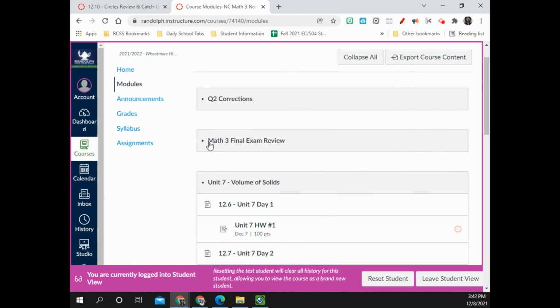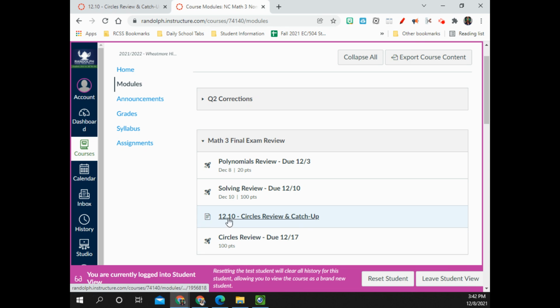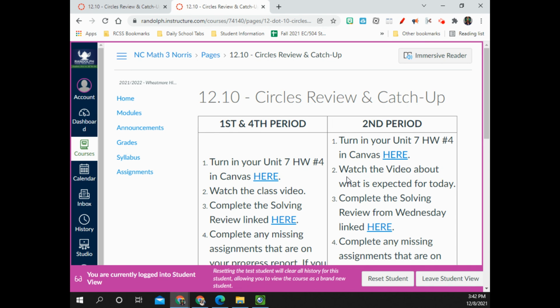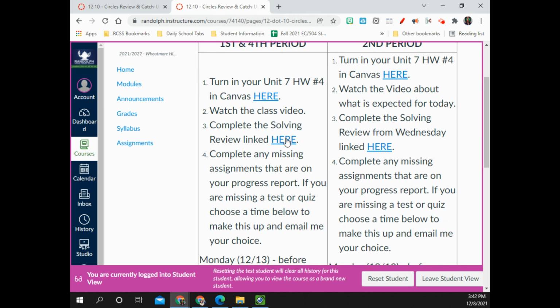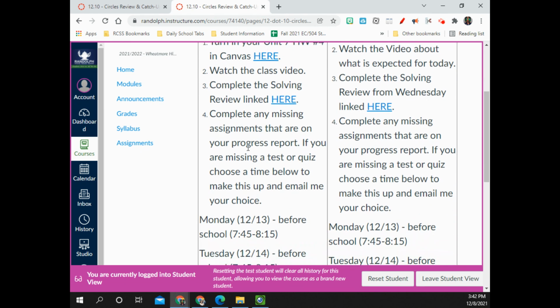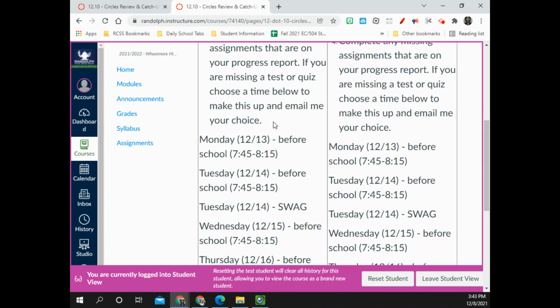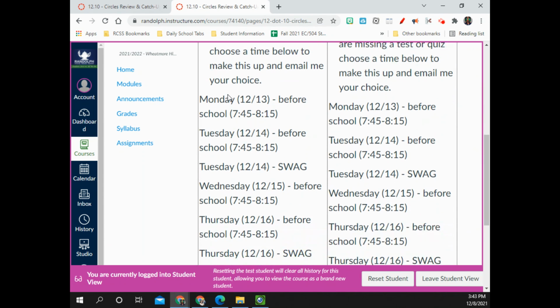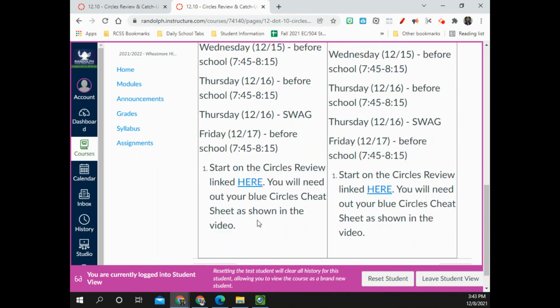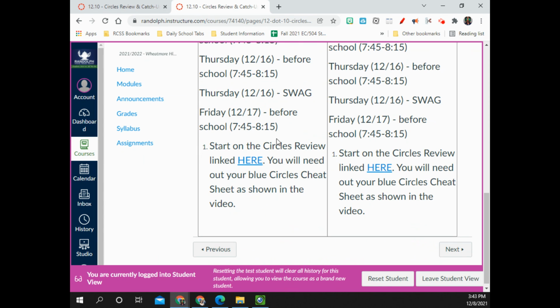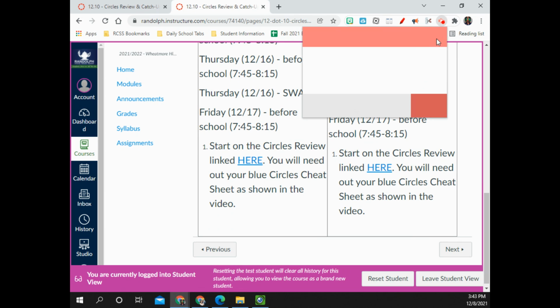So let me show you where we're at in modules. Just a reminder, under final exam review, 12:10, circles, review, and catch up. So you're here, solving review. Complete any missing work on your progress report. I have those to hand out. If you're missing any test or quiz, please email me. Here are the times that are available to make those up next week. And then if you finish all that, you'll start on your circles review, okay? All right, have a wonderful Friday.